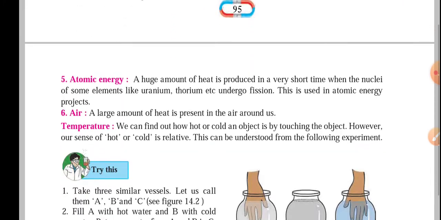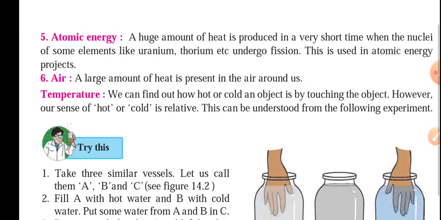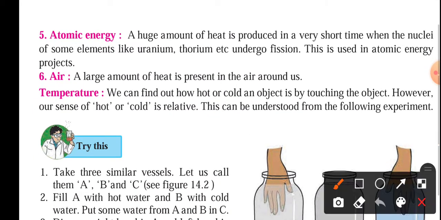And the next we have to study is atomic energy. Atomic energy is also a source of heat or energy. A huge amount of heat is produced in a very short time when the nuclei of some elements like uranium, thorium, etc. undergo fission. This is used in atomic energy projects. The next one is the air. A large amount of heat is present in the air which surrounds us.